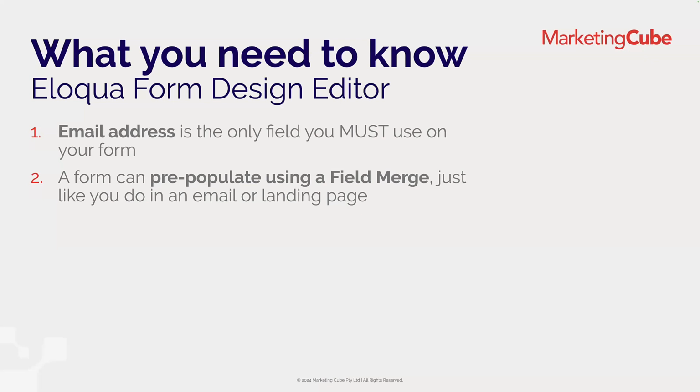That's really a field merge, just like you would personalize an email in Eloqua to say good morning, Jenny, or good morning, Frank, or whatever the case may be. That first name is a field merge, and that field merge is doing exactly the same thing on your Eloqua form. And you may have noticed when you create the form, some of the fields will populate yellow.